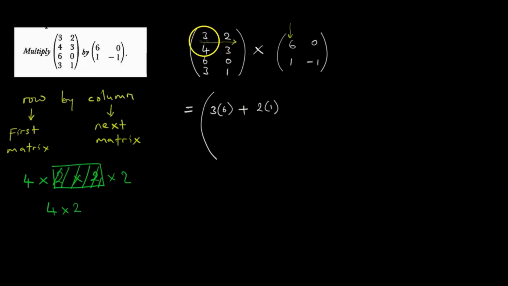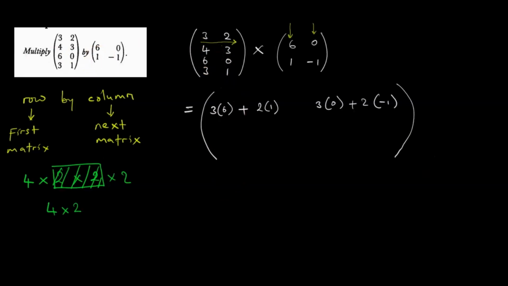Then now, we take this row again and we multiply it by this column. That means here we have 3 times 0 plus 2 times minus 1, like that. That is how the answer comes out.